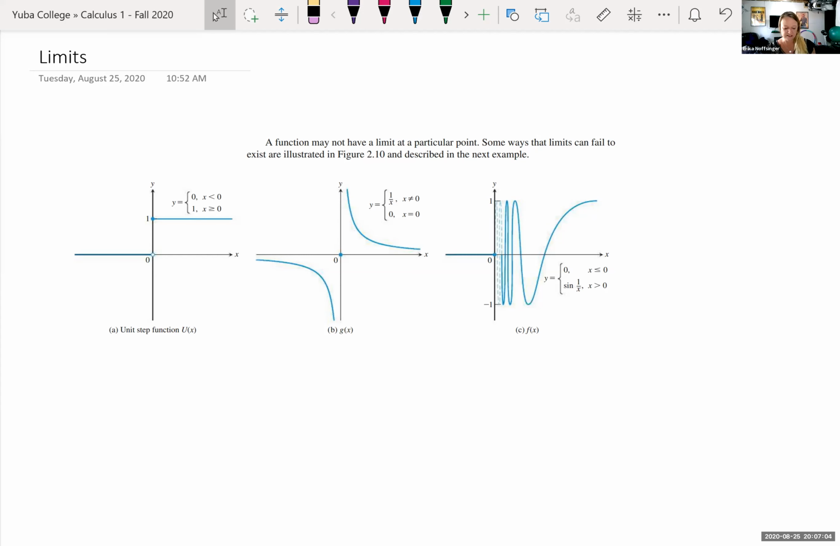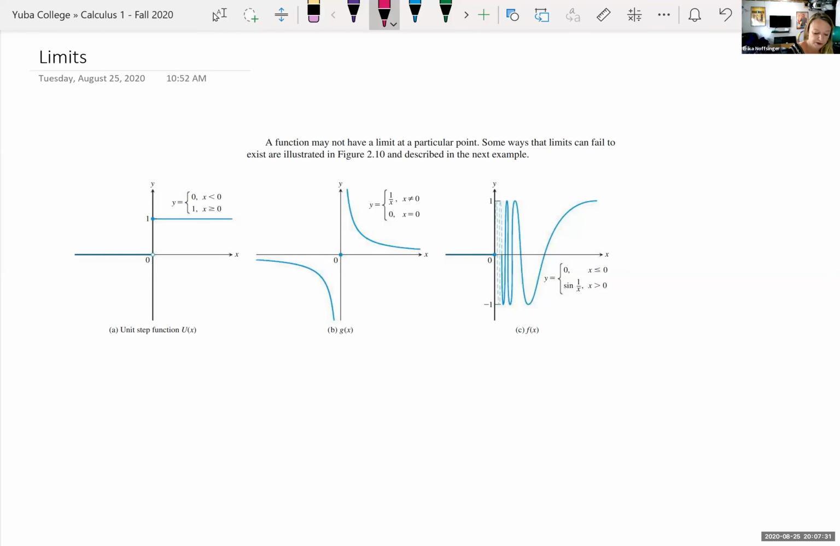In this first example, this first graph on the left, notice that you have a horizontal line on the y-axis until you get to the origin, and then that's an open circle. Then you have this jump on the graph, and then you have a solid circle at (0, 1), and then it's a horizontal line at y equals 1. All of these graphs represent something where the limit does not exist at 0.